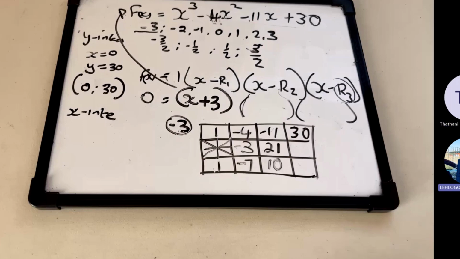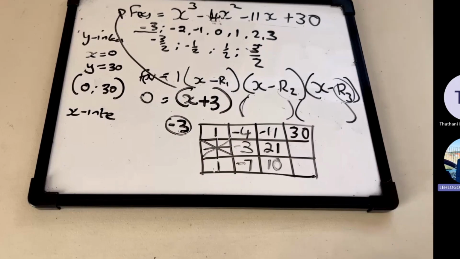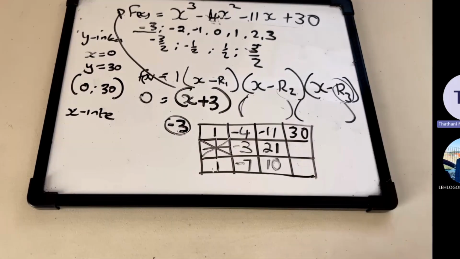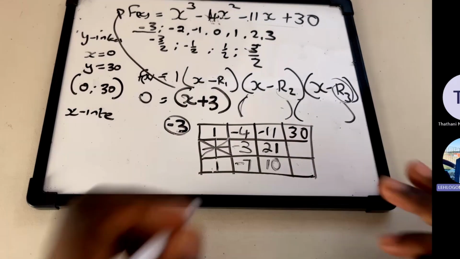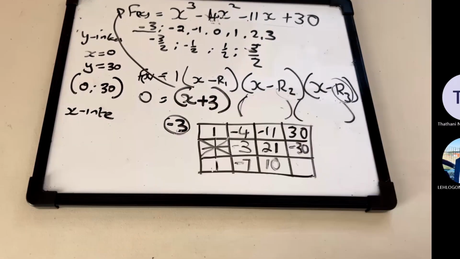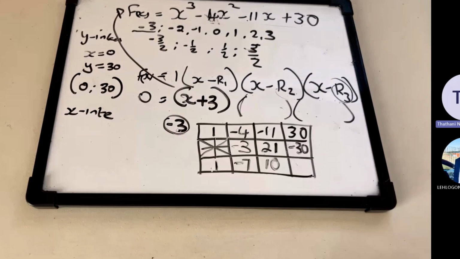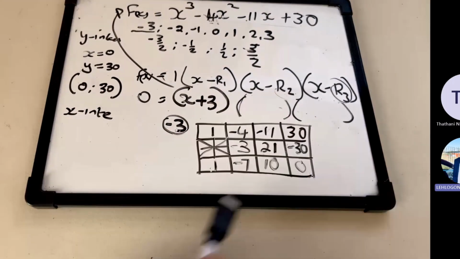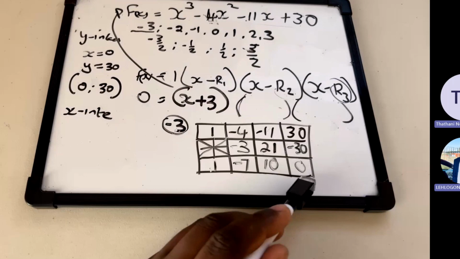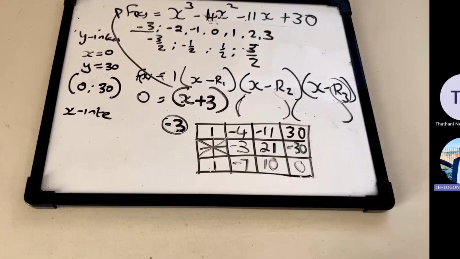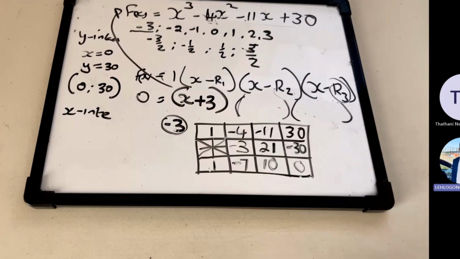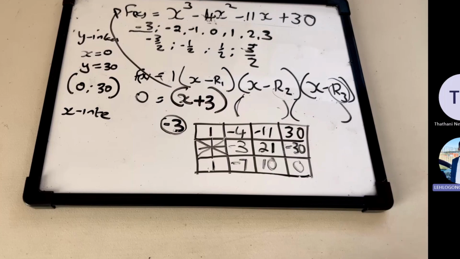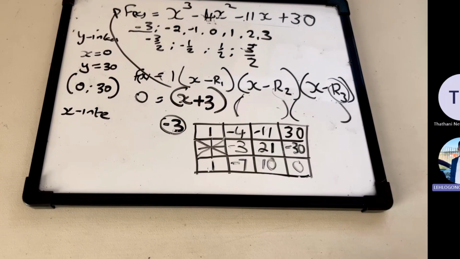If you get to understand this method, the number that we will put here is negative 3 times 10, which is negative 30. And then what do we do to get the last block? Positive 30 plus negative 30, which gives us 0. So now you see the last block at the corner must always give you 0 if the equation has the other intercept. So now we are left with 1, minus 7, and 10.